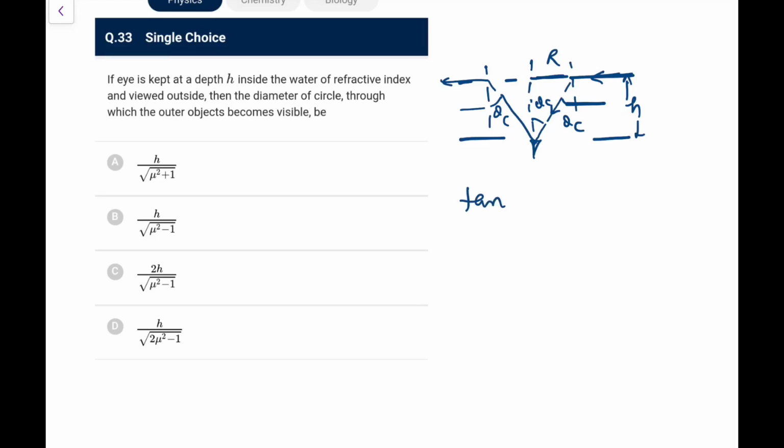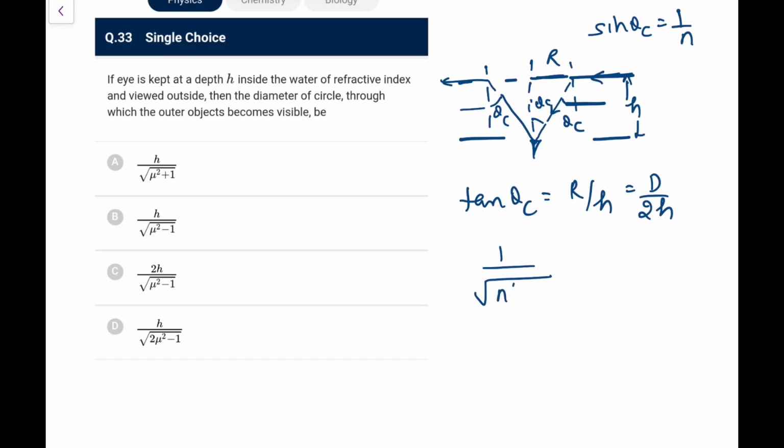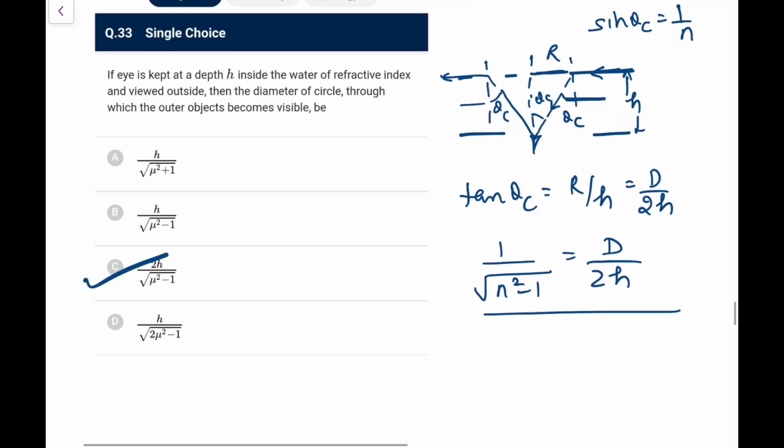What you can write, tan theta c is equal to r by h, or you can say d by 2h, that is one and the same thing. So sine theta c would be equal to 1 upon n. So tan theta c I can make it out as 1 upon under root of n square minus 1, that is d by 2h. So d directly you can say is 2h upon under root of n square minus 1, or mu square minus 1, whatever you are writing. Okay, so this is 33rd.